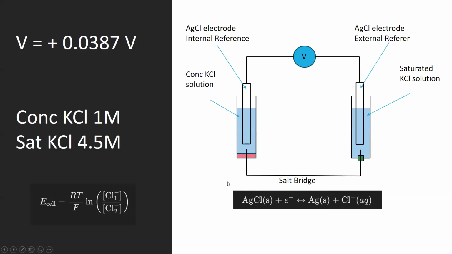Now, for example, let's say that our internal solutions connected here by the theoretical salt bridge gives you a voltage of 0.0387 volts. The concentrated potassium chloride sits at 1 molar, and the saturated potassium chloride here sits at 4.5 molar. You can also put in RT over F at 25 degrees and put in the relative concentrations, the 4.5 molar and the 1 molar here, and you should get the same voltage. You can actually predict the voltage based on this equation.